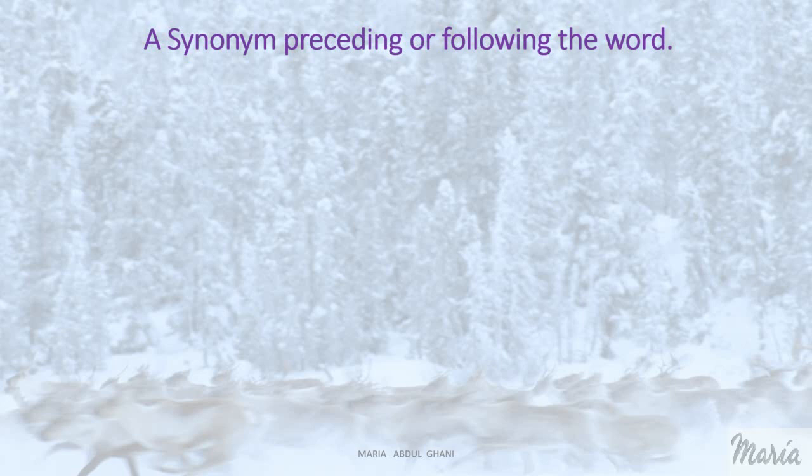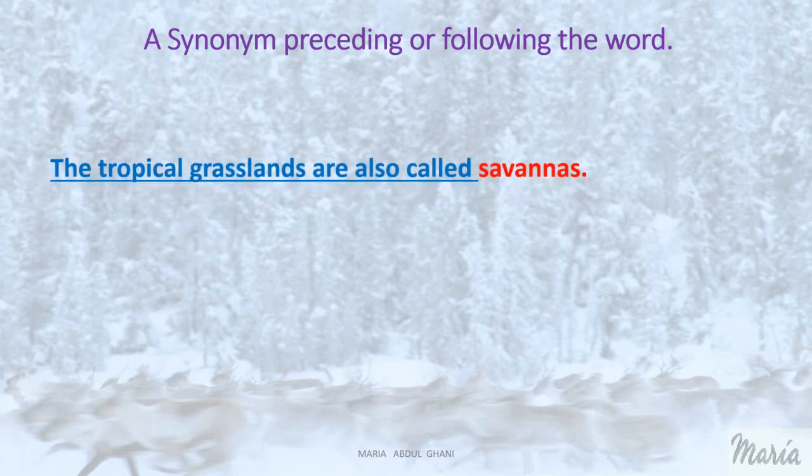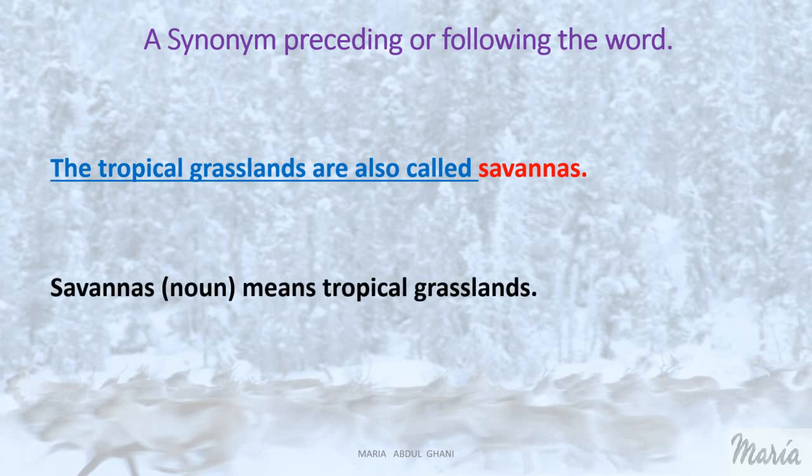A synonym preceding or following the word. The tropical grasslands are also called savannas. Savannas, noun, means tropical grasslands.